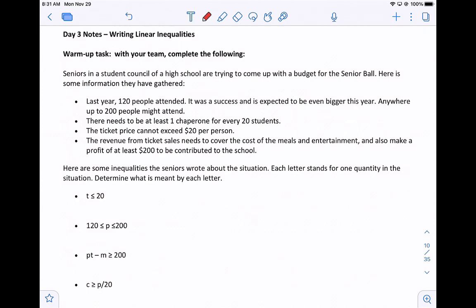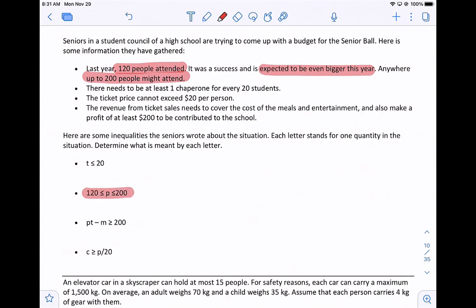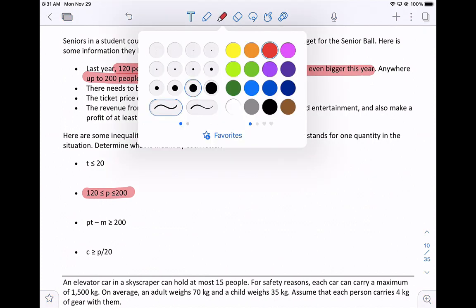Okay, so let's do the first one. I'm going to highlight here. 120 people attended last year. It's going to be even bigger. Up to 200 people might attend. Okay, so here is the matching one for that one. So the number of people, P, will be anywhere from 120 up to and including 200 people. All right, let's try the next one.